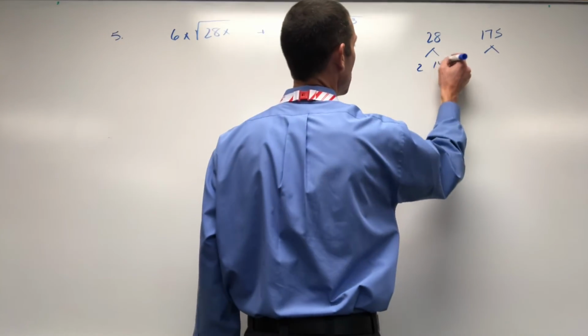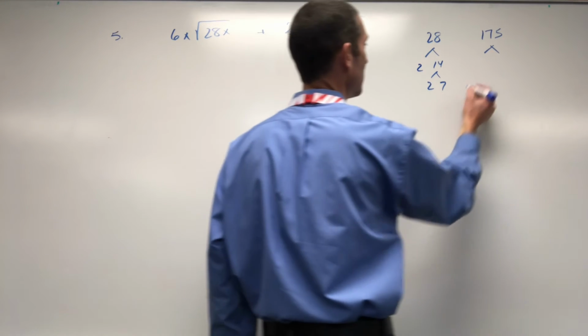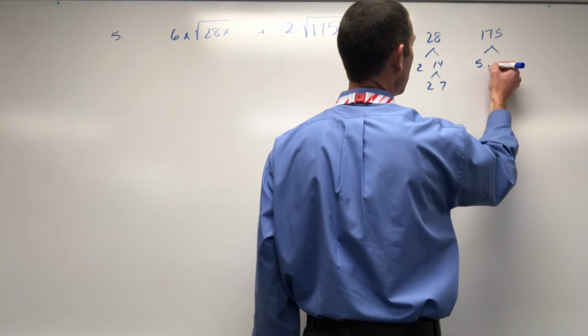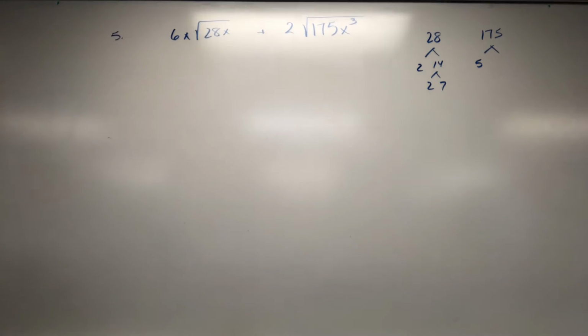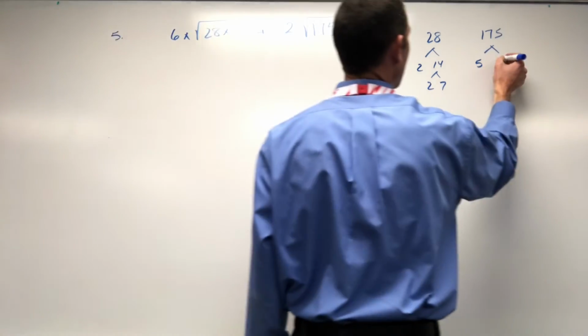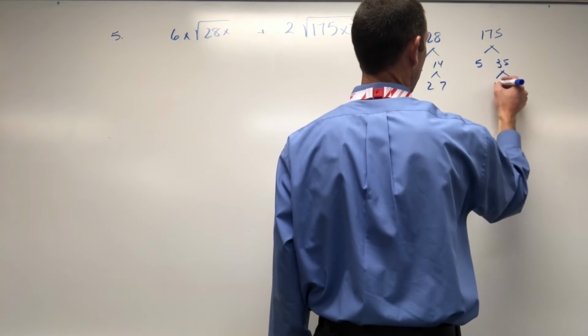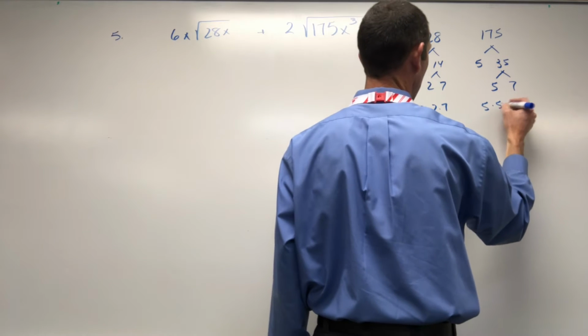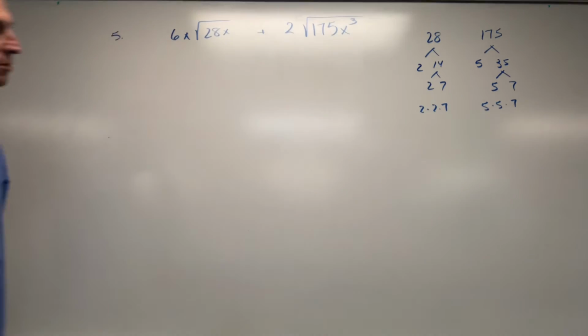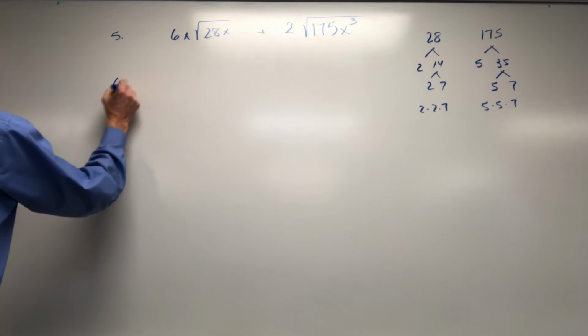28 is 2 and 14, 2 and 7. This is 5, and what is that? 175 goes in there 35 times. Oh, that makes sense, because now this is 5 and 7. So we got 2 times 2 times 7, 5 times 5 times 7. We've got to spell it all out right here.